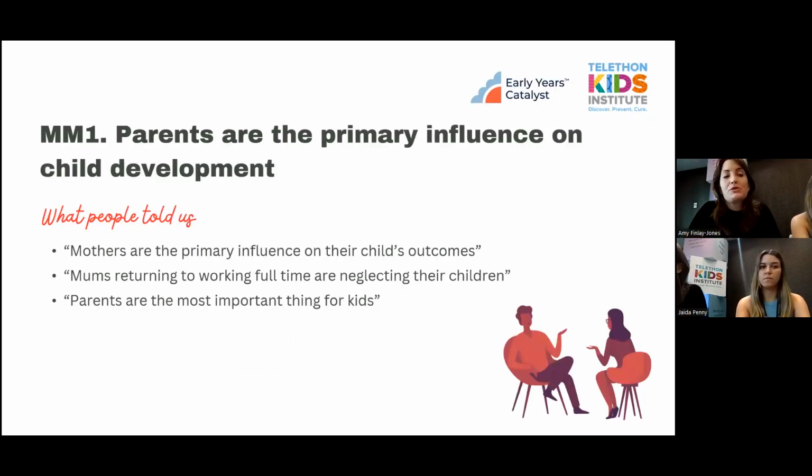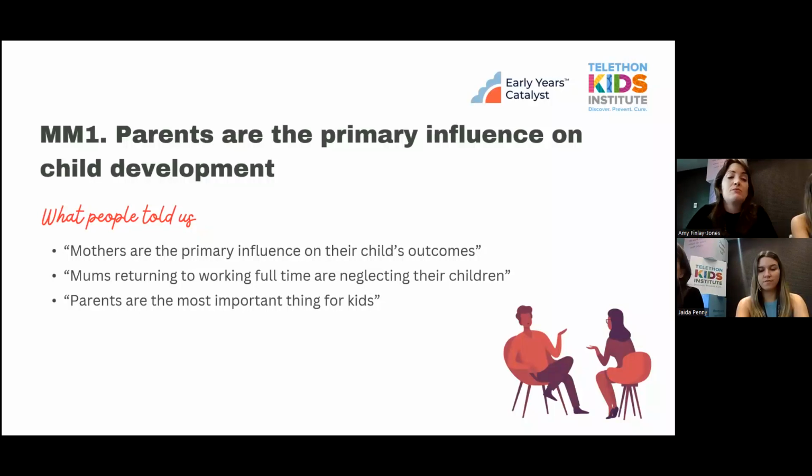Okay, so the first mental model may not come as much of a surprise, particularly for those who are familiar with the work that has been done previously in this space. But this is the mental model that parents are the primary influence on child development. This mental model really stems from individualistic thinking that proposes that individual choices, so in this case, choices made by parents, are the primary determinant of child outcomes.